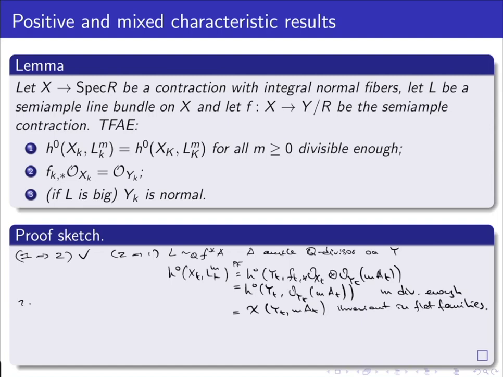So again, for the same reason as 1 implies 2, we have that 1 implies 3, because we start with something with normal fibers, and the image of the Iitaka fibration of something normal is normal again. So if by 1 we can lift the Iitaka fibration from the central fiber to the total space, then YK will be indeed normal.